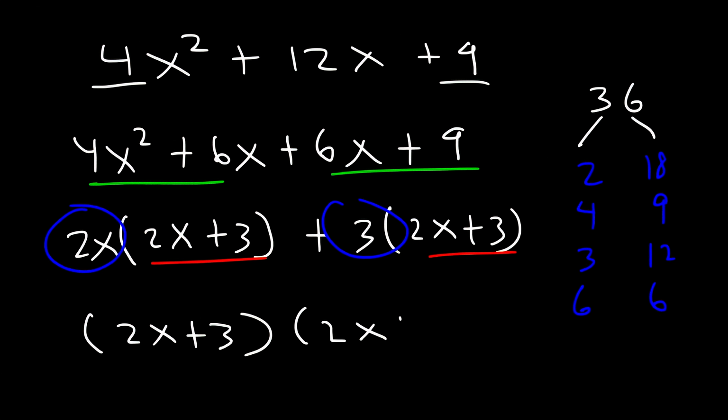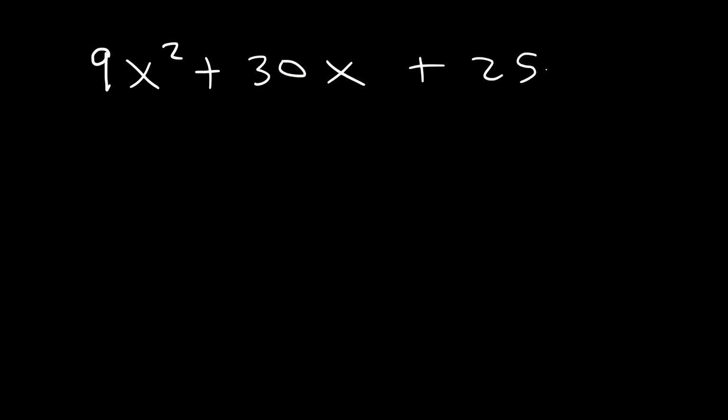So as you can see, for this example, it's easier to use the equation. This is a lot more work to factor it this way. Let's try another example. One more at least. Try this one: 9x squared plus 30x plus 25. So first, identify if it's a perfect square trinomial, and then factor it.